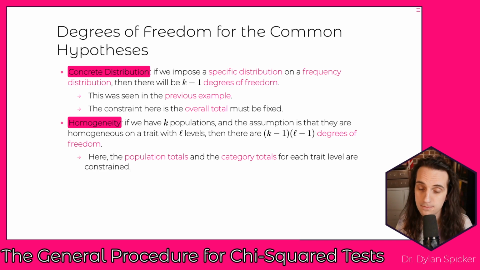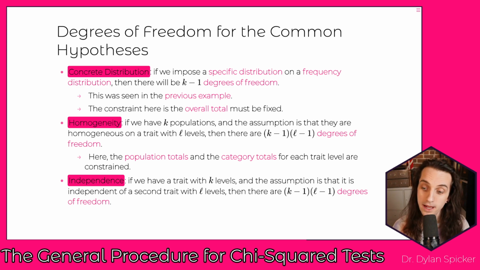And so you could work through that process yourself, counting up the constraints, or you can remember that there are k minus 1 times L minus 1 degrees of freedom here. It's much the same process as in the previous example. The difference is that here, because you have 2 different sets of totals that have to be maintained, we have the same thing going on within each row and within each column.